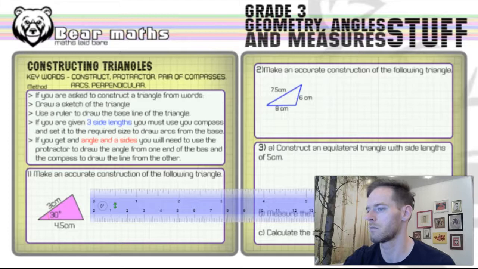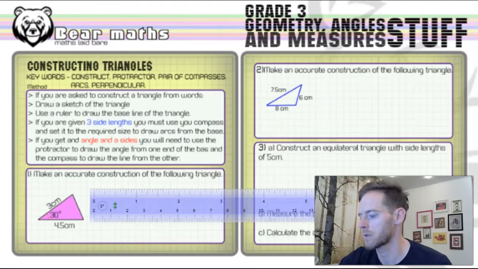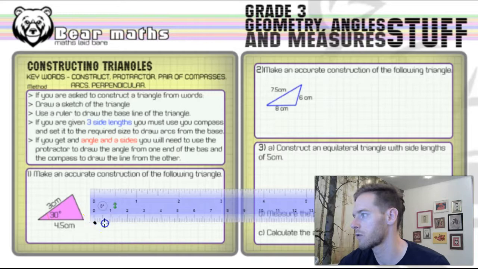I just brought up a percentage. Hold on. Is it going to work? Yes, so there we go. We're going to draw a line from there to there, 4.5 centimeters. That's as good as I'm going to get on the computer.